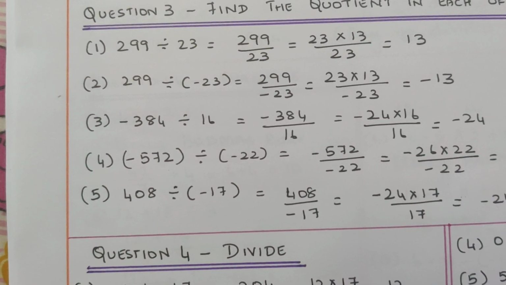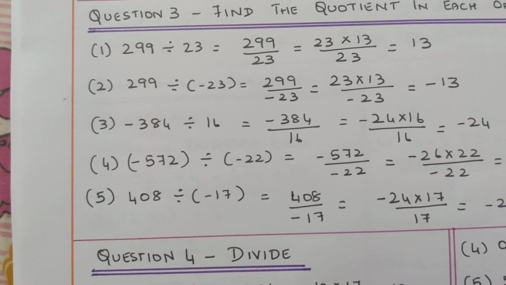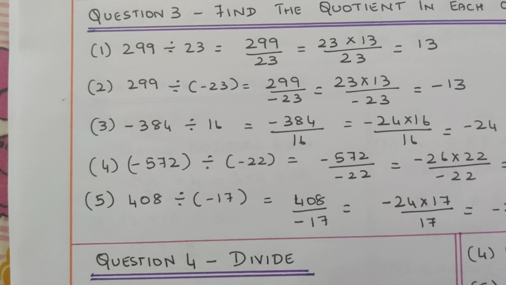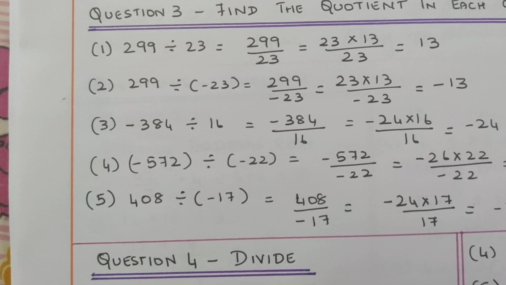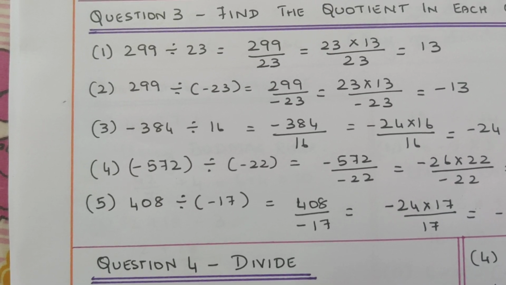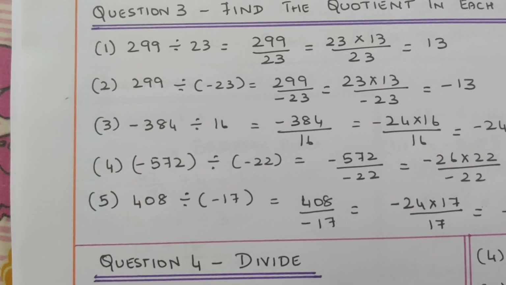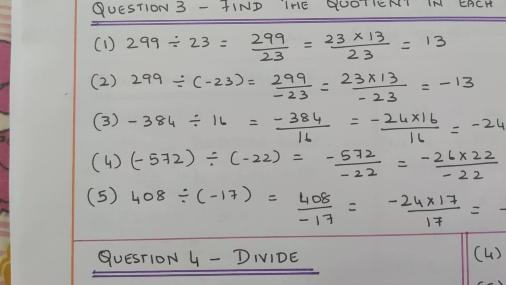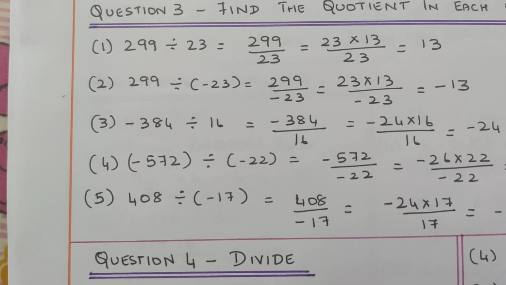It says 299 divided by 23. So 23 into 13 by 23. The answer is 13, since both numerator and the denominator have a positive sign. Plus divided by plus is equal to plus. 299 divided by minus 23, the quotient would be 13. Since we have a plus divided by minus, the answer is minus 13.